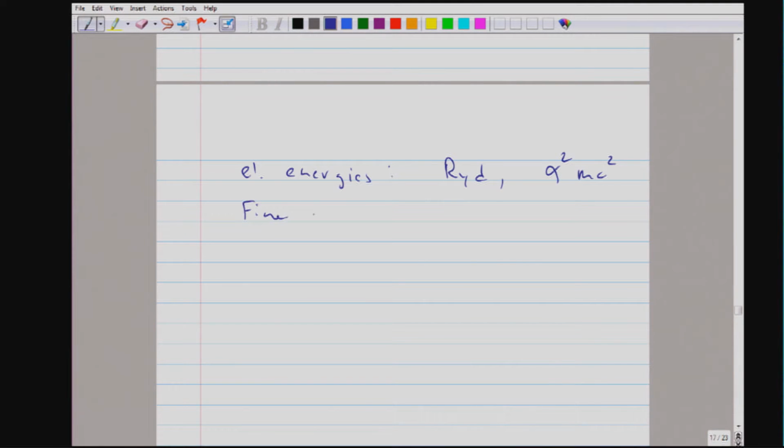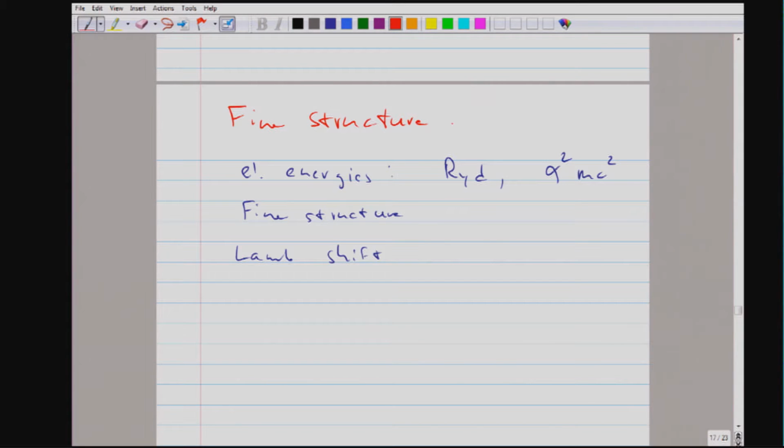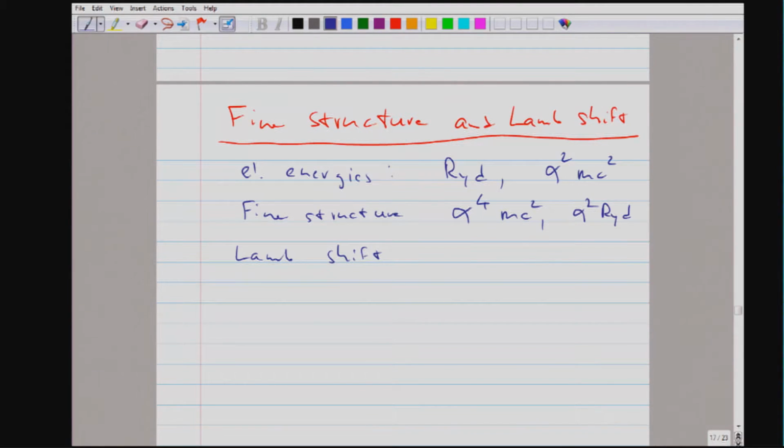And what we discuss next is the fine structure and the Lamb shift. So this is the title of our next chapter, Fine Structure and Lamb Shift. The fine structure energies are alpha squared times smaller than the Rydberg. So they are on the order of alpha to the 4 mc squared. And if I write that as alpha squared Rydberg, which is the same, this explains to you why alpha is called the fine structure constant.